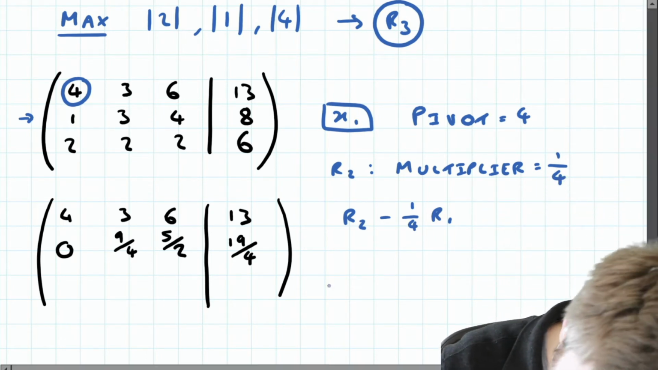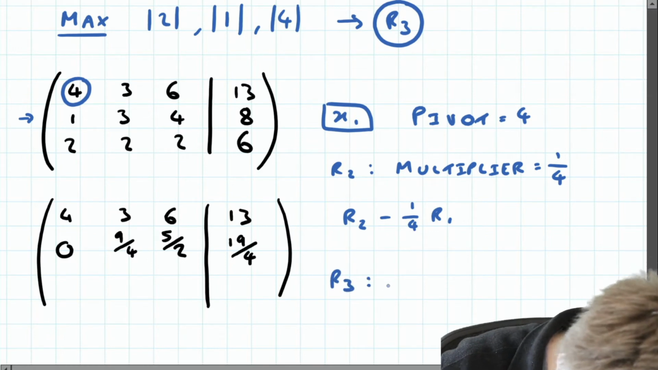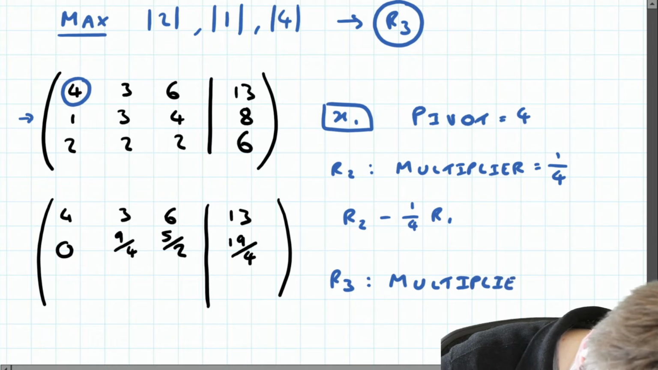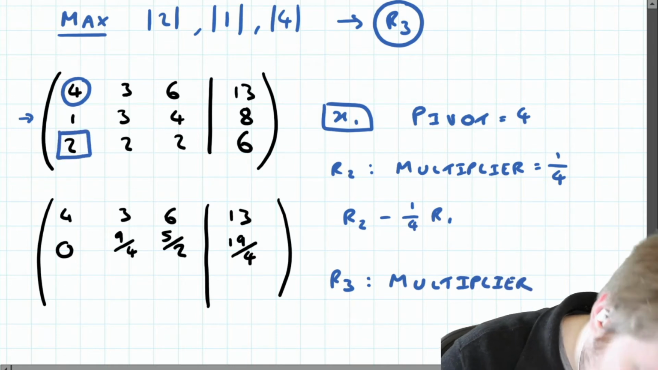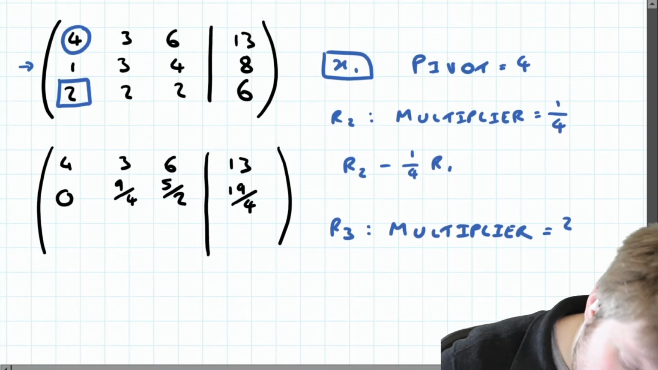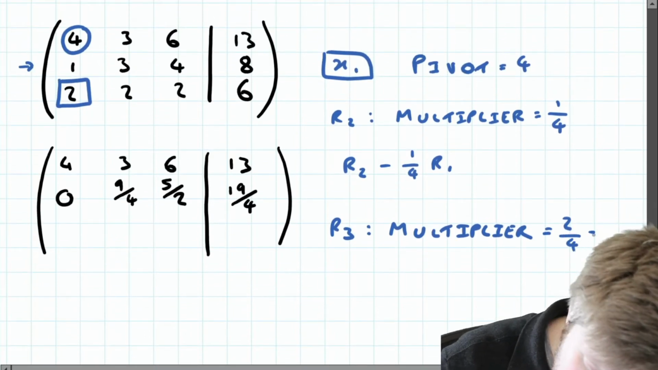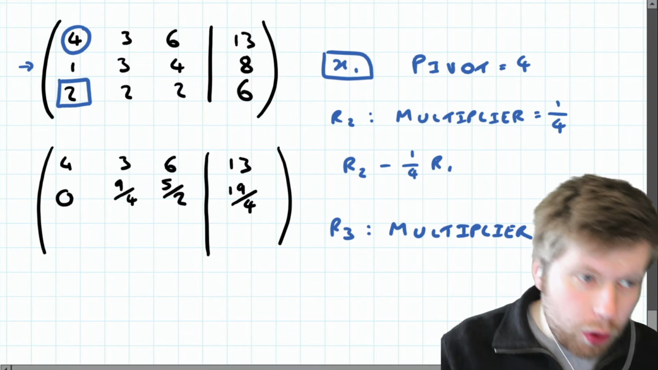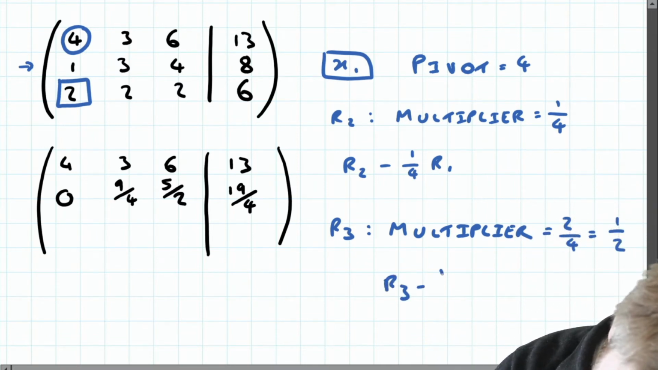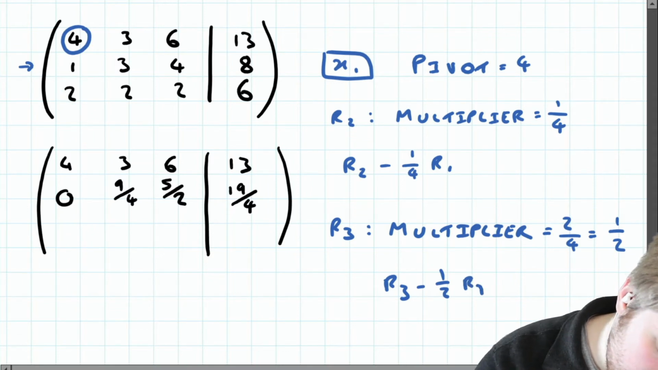So we need to figure out the multiplier for row 3 then. The multiplier, remember, is taking the element that I want to get rid of, in this case the 2, and dividing it by my pivot, in this case 4. So in other words, my multiplier for row 3 is going to be a half, which means I need to take row 3, take away a half lots of the pivotal equation, which is row 1. Okay, so let's do that then.